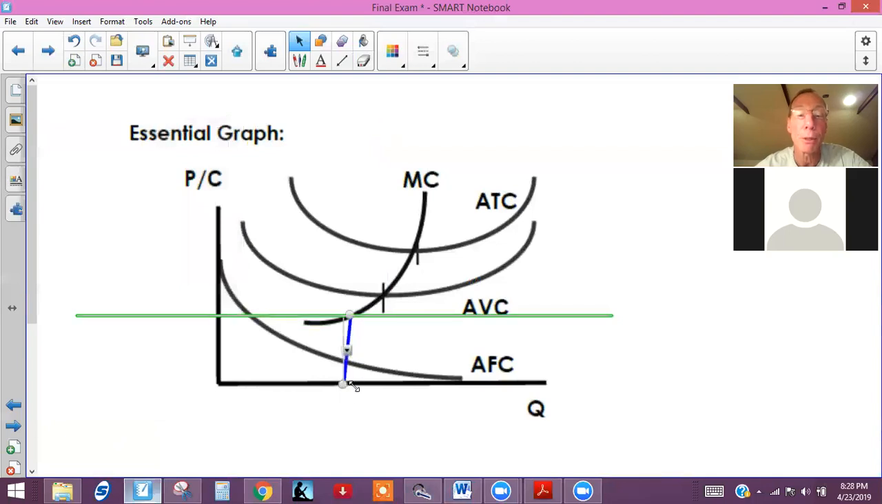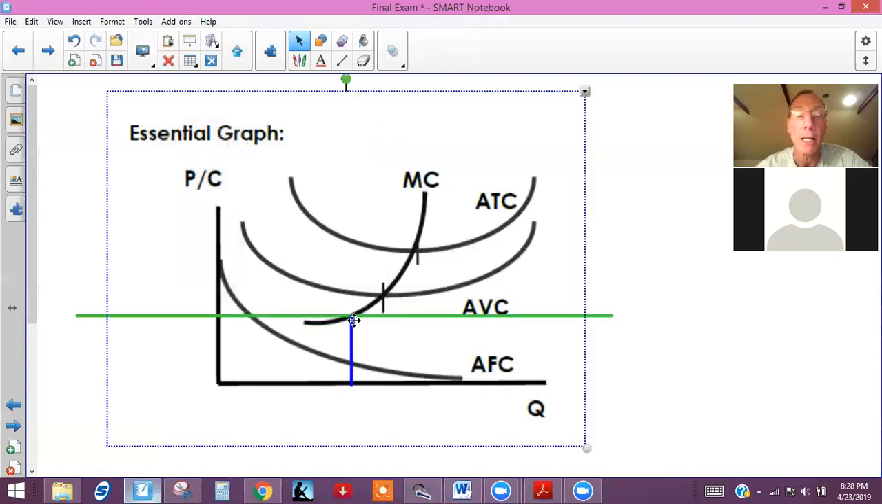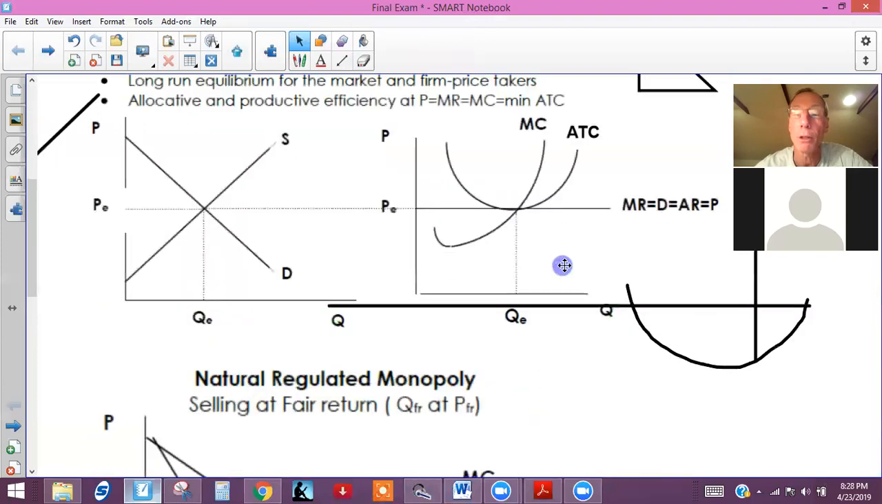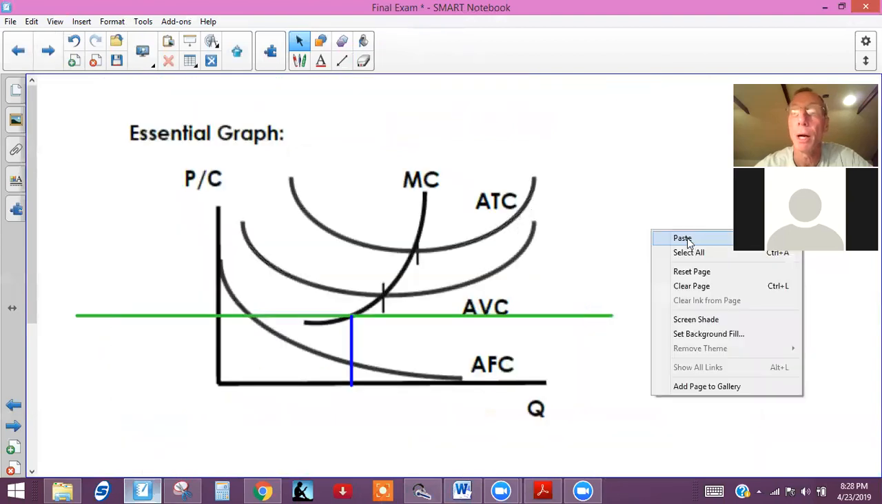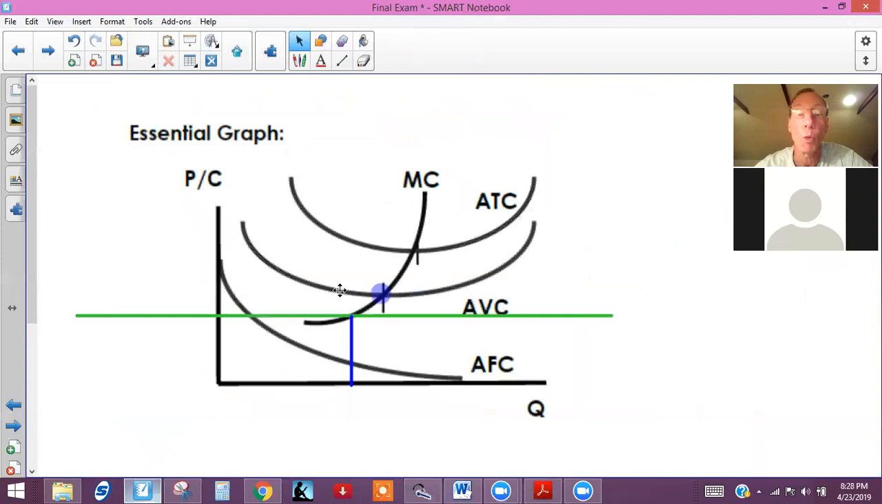They have to produce where marginal cost equals price. So they don't have any choice. They have to produce here. That's where they're going to maximize their profit. However, with an average variable cost above price, they're not going to operate at all. They're going to shut down because they can't even meet their fixed cost.